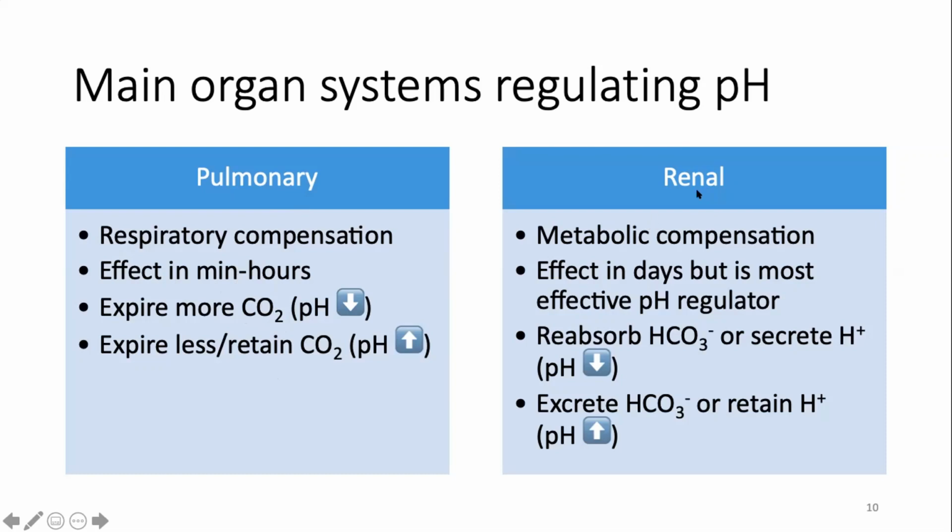The renal is also known as the metabolic compensation. It takes a longer duration for the effect to take place, but it is the most effective pH regulator. How does the renal do that? Either it reabsorbs the bicarbonate, or it secretes. It changes the amount of bicarbonate reabsorption and the amount of H+ secreted in the kidney itself.